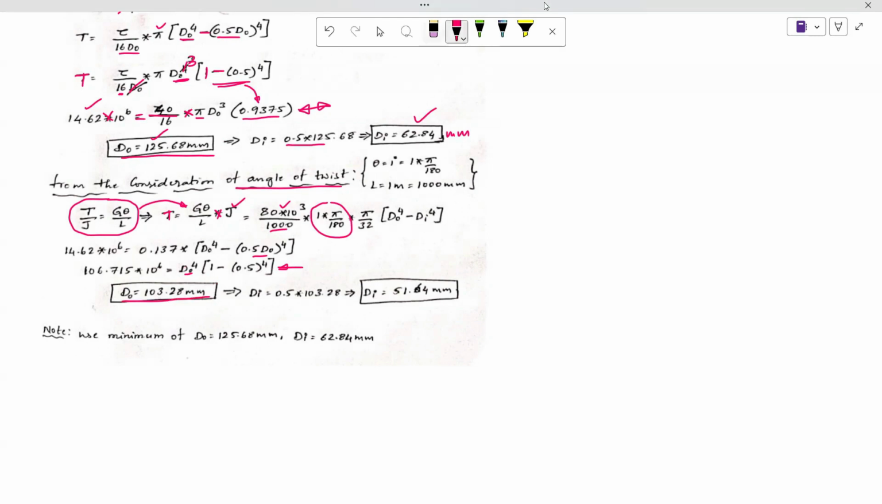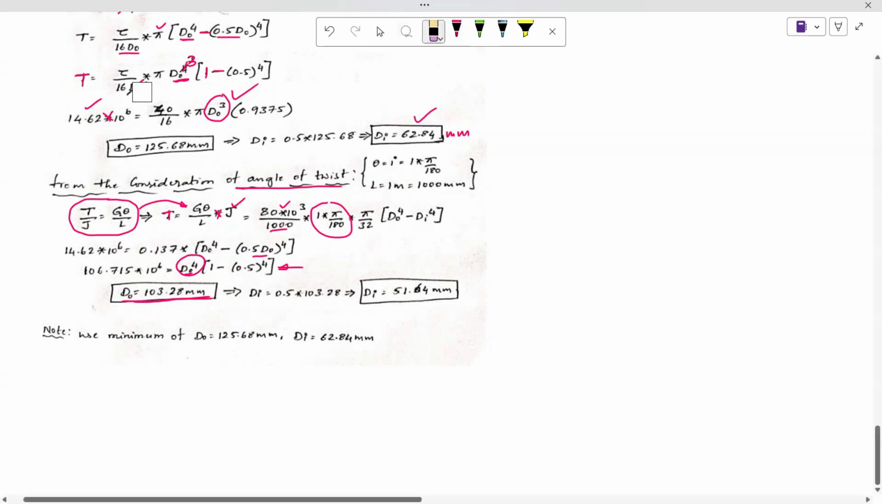Please remember, in the previous condition it was d naught to the power of 3, but here you will find d naught to the power of 4. Don't get confused. If you use d naught to the power of 3 like in the previous condition, you will not get this answer. This is where most students go wrong, because here we are not dividing anything.